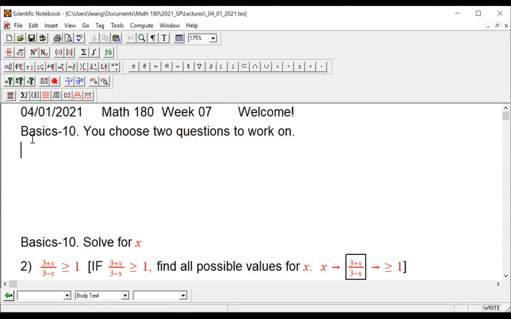If you want to share, okay, Cortland said number 6 from basic 10, number 6 from basic 10. You want me to work that? Sure, I can start working on that.